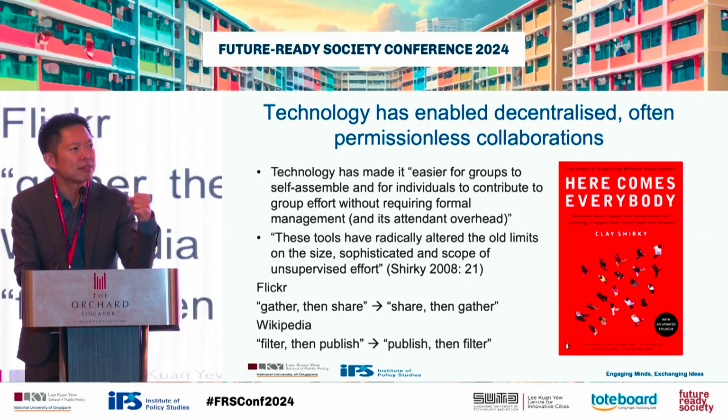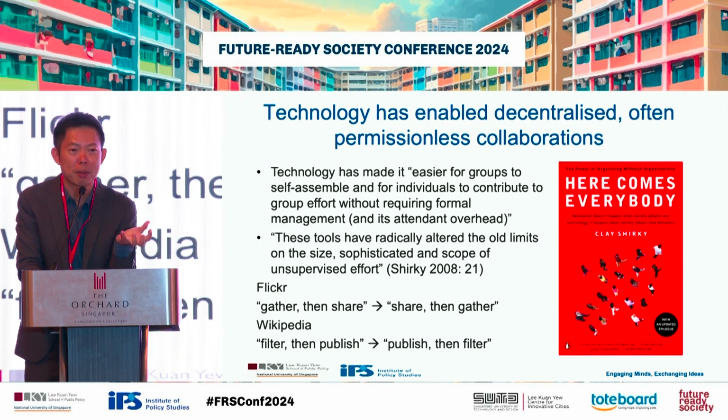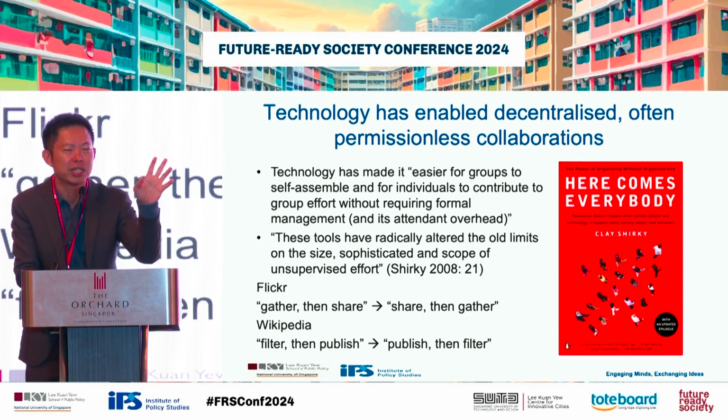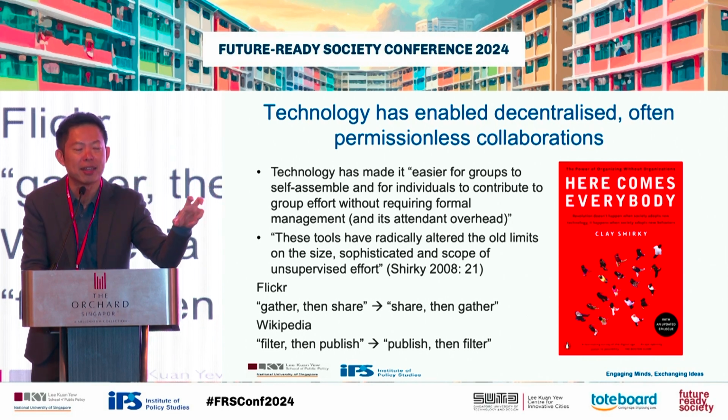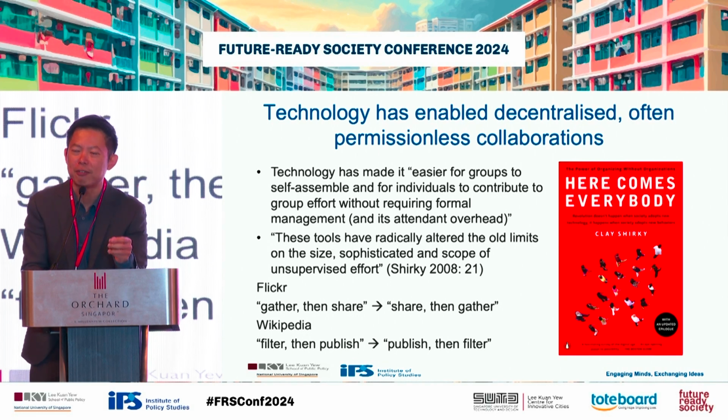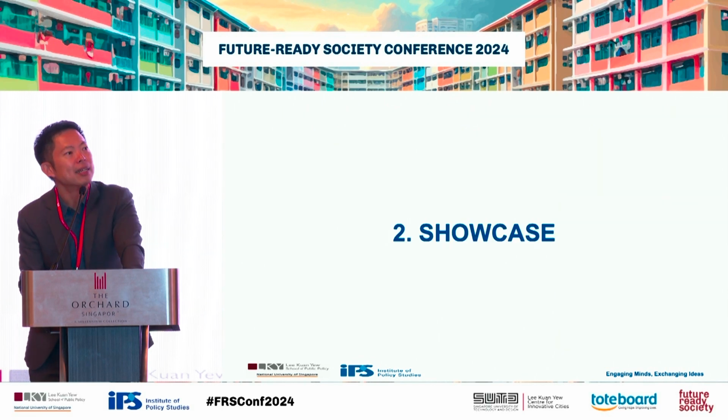It's no longer filter then publish, it's publish then filter. Anyone can go out and publish and you can find it. Anyone can post pictures about Chingay and you hashtag Chingay, you can find it all there. The centralized way of filtering what's quality has changed. Now you can just publish first.